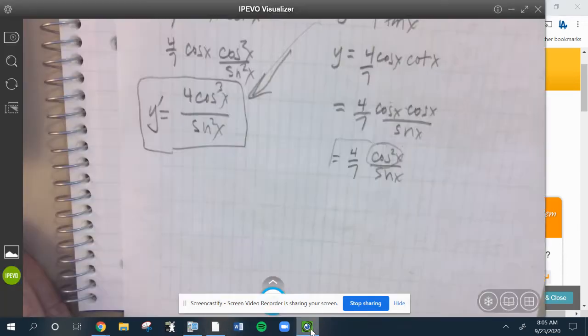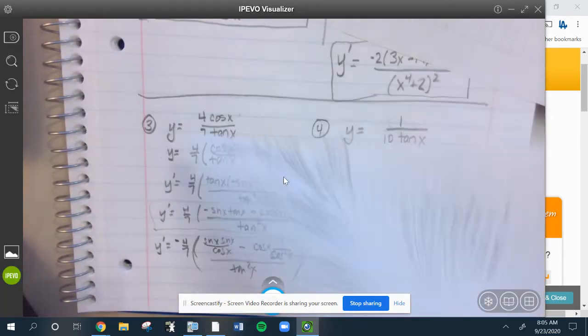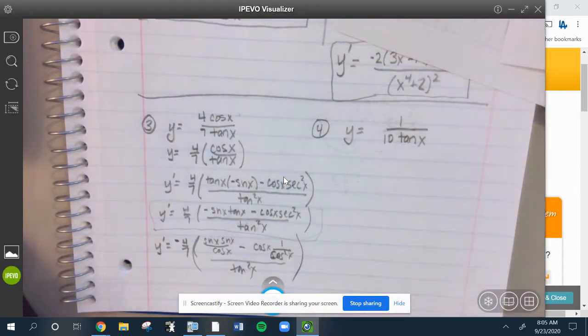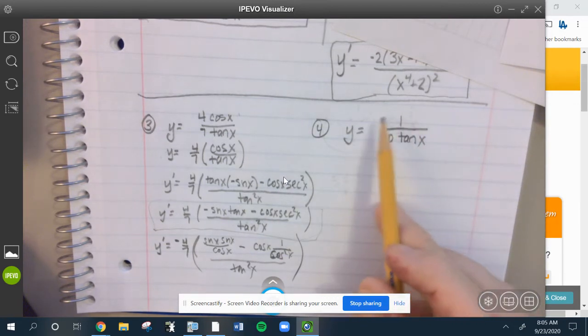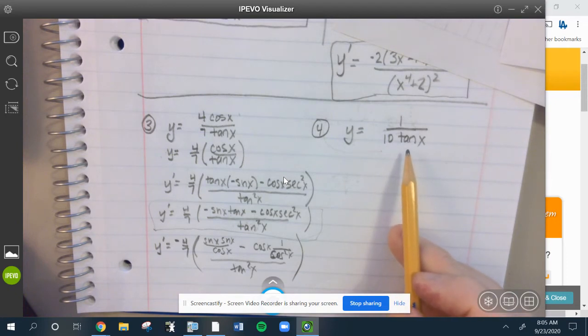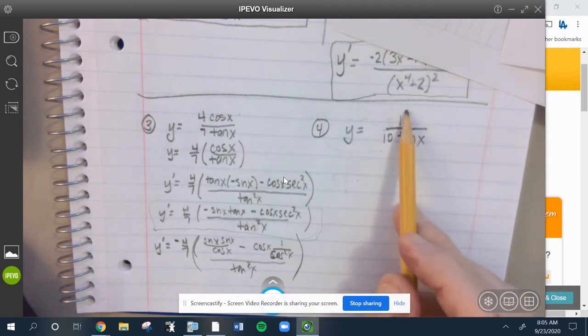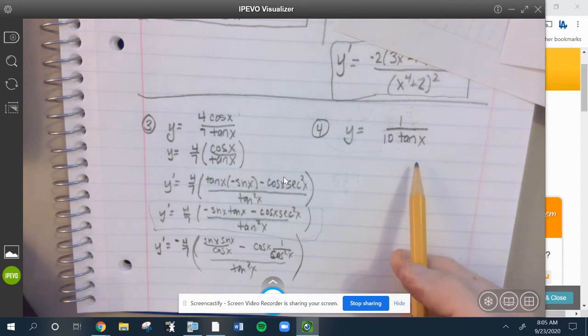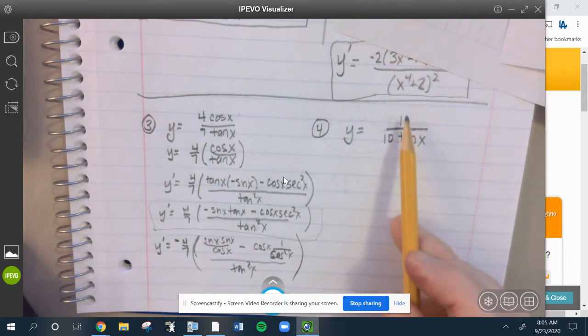So anyhow, I just wanted to quickly do the next question because this is one that a lot of students make really, really complicated, and it isn't. So what a lot of students will do on something like this is go right to the quotient rule: the bottom times the derivative of the top minus the top times the derivative of the bottom. And I always say never use the quotient rule if you have a constant on the top or the bottom. So I have a constant on the top.